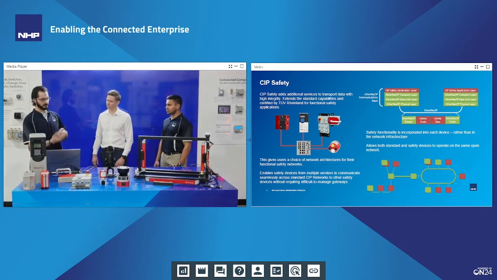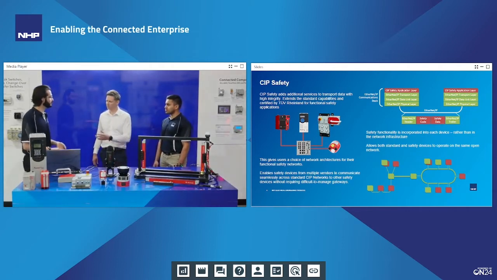So, CIP Safety can operate over various different types of media. I'm talking Ethernet cables, copper, over fiber as well. And it also allows you to have a mix of standard devices and other protocols operating on that exact same network, not just safety devices. Because it's completely agnostic to the type of network that you're using, it allows you to have all sorts of different network topologies. So things like star topology, linear, device level ring, and other sorts of redundant media types.